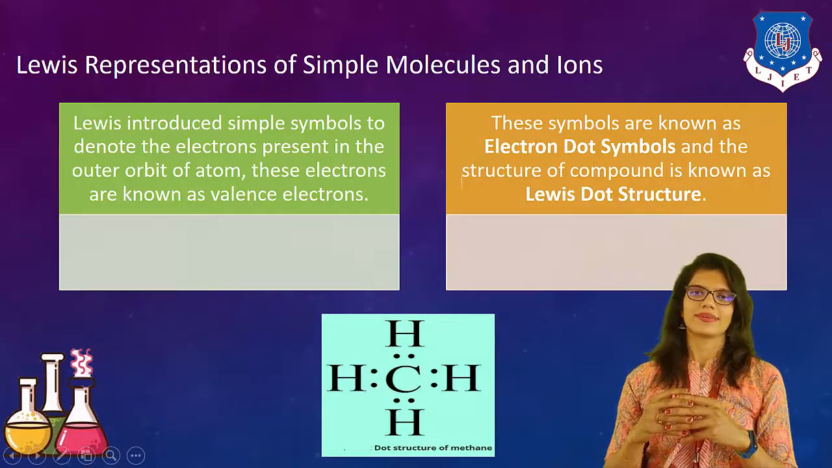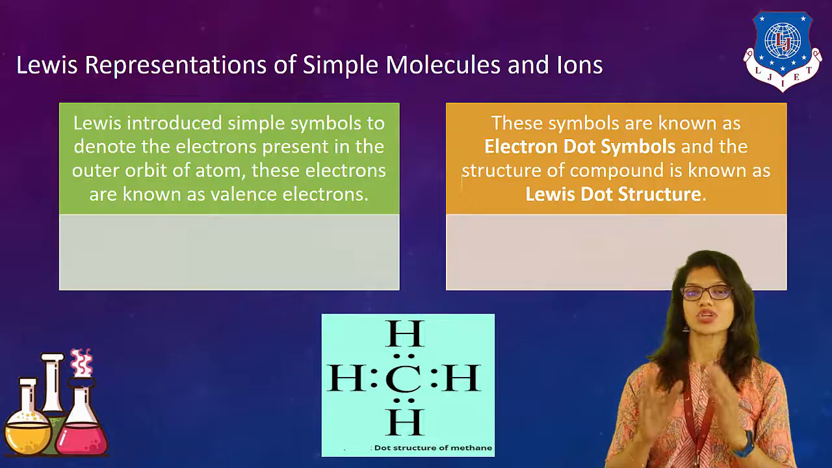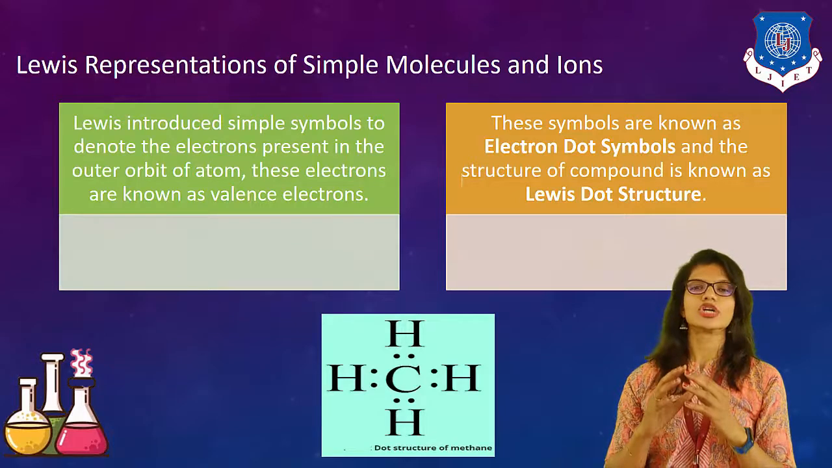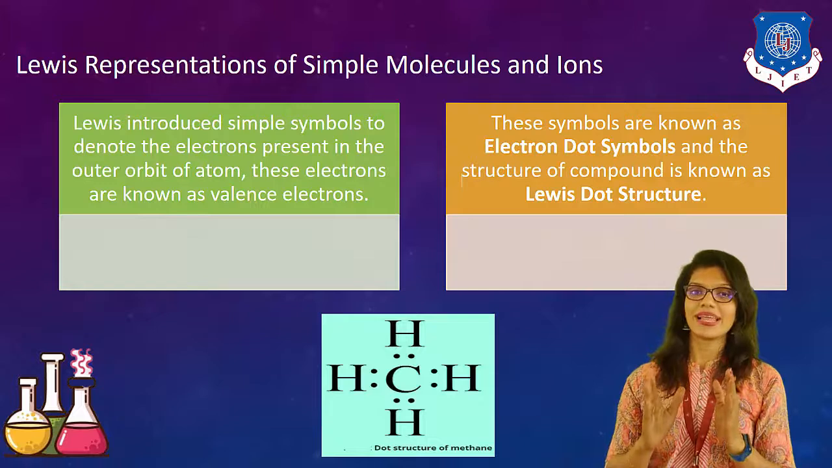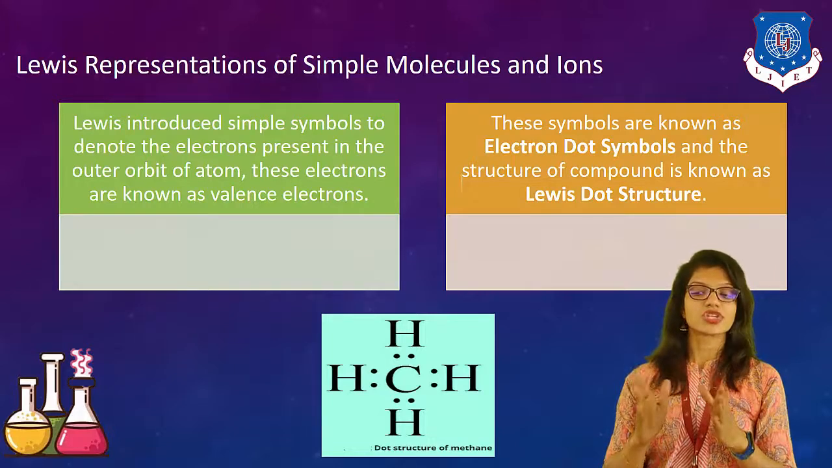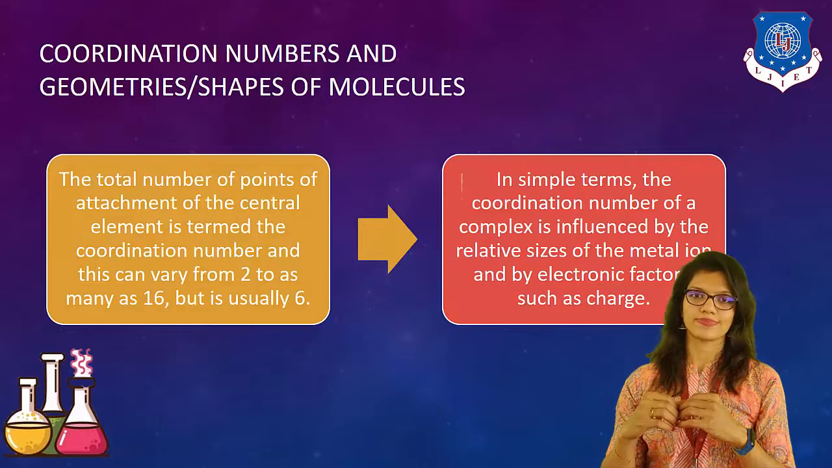Now, our next topic, which is Lewis representation. Lewis representation is basically a dot structure representation. A scientist named Lewis introduced simple symbols to denote the electrons present in the outer orbital of an atom, and these electrons are known as valence electrons. The symbols are known as electron dot symbols, and the structure of the compound is known as Lewis dot structure. Here in the image I have shown you a dot structure of methane. As you can see, it contains a covalent bond, so CH4. Each hydrogen, as you can see, is combined with carbon by sharing of one electron.